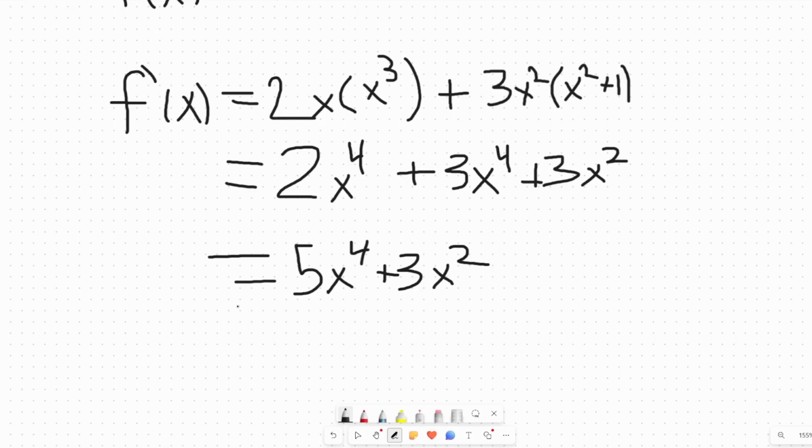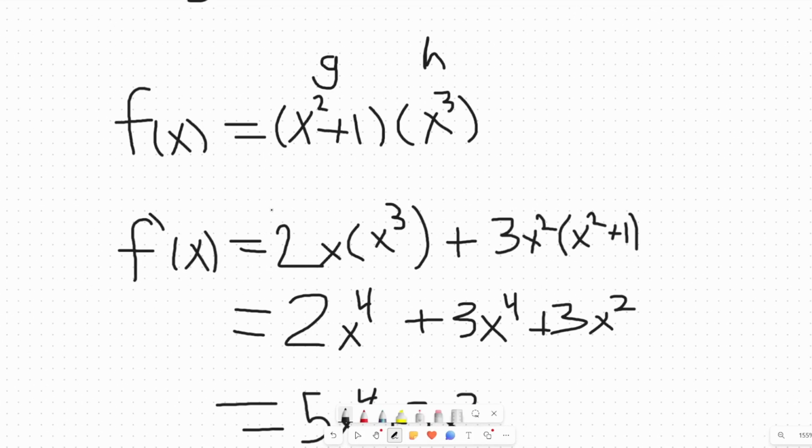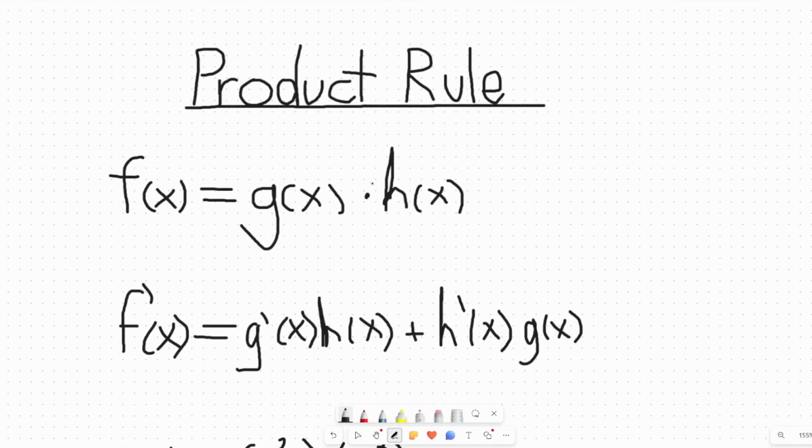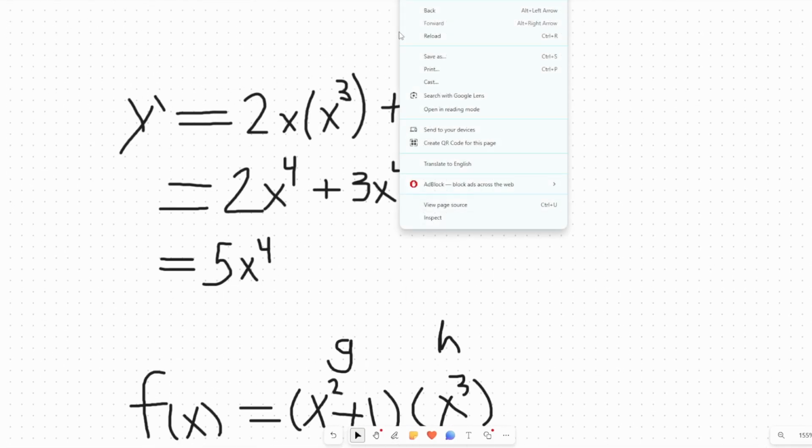That wasn't so bad. As long as you know how to break it up into the g function and the h function, and you can recognize that you need to use the product rule, and you can recognize this in an equation, it's smooth sailing.